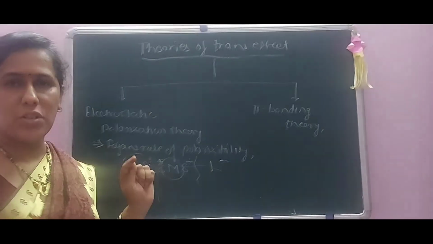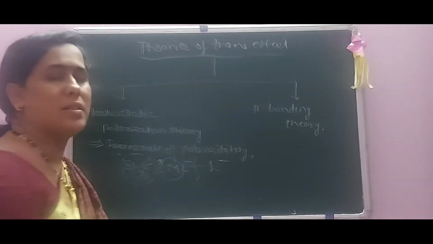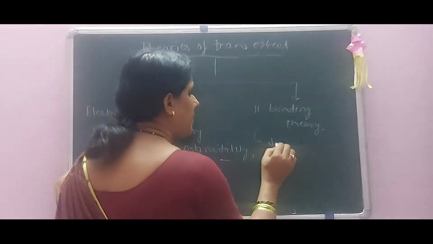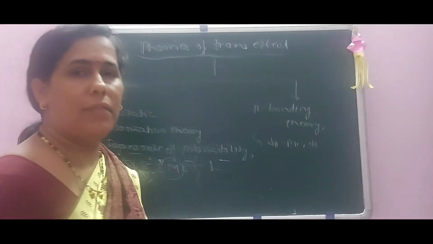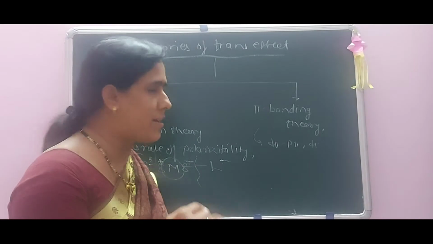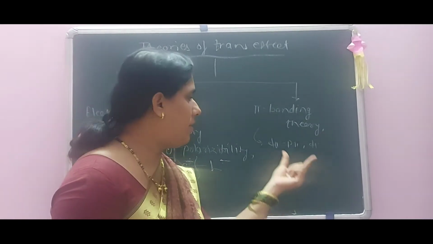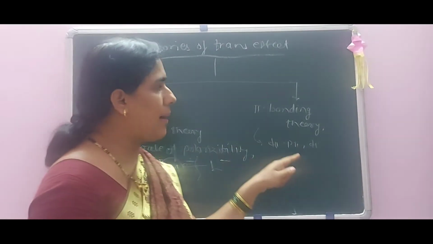electrostatic polarization theory. And the other theory is known as the pi bonding theory. By using the d pi, p pi back bonding of platinum with the ligands, how the bond between platinum and the leaving group of a ligand is weakened can be explained in the pi bonding theory.